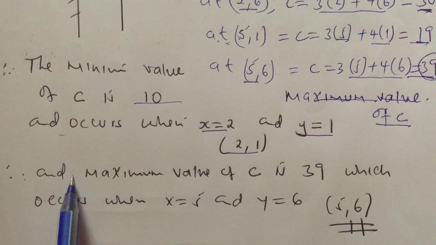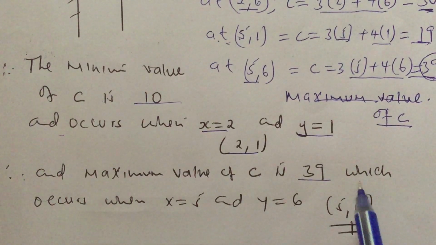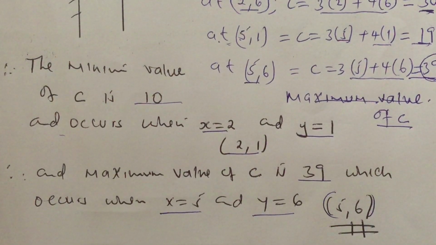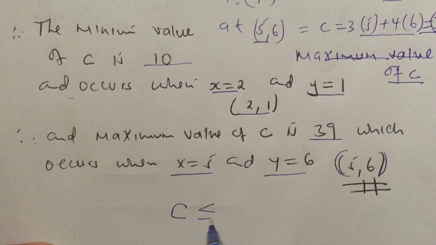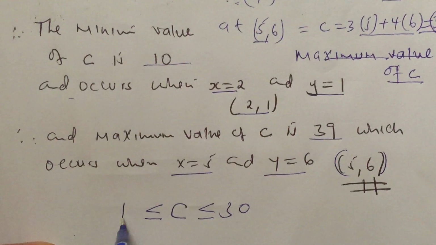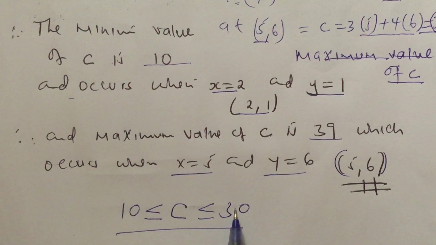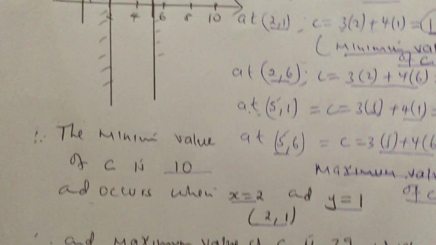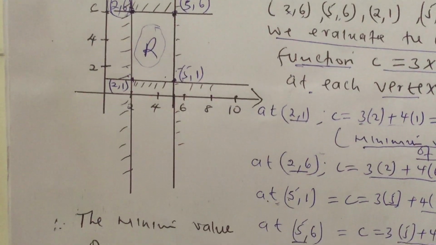Similarly, the maximum value of C is 39, as you have seen from that calculation, which occurs when x is 5 and y is 6. That is at the point 5, 6. And therefore, we can write that C is going to be less or equal to 39, but greater or equal to 10. That means all the values of C are going to be bounded between 39 and 10. That means 39 is going to be the maximum and 10 is going to be the minimum. Any other value that will be calculated along this region C will just be in between 10 and 39.